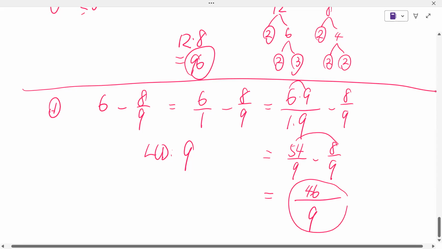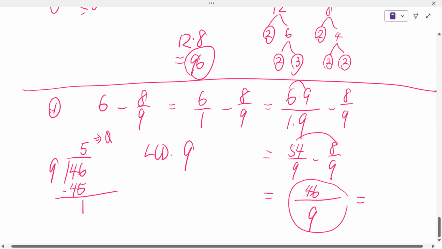And this is the improper fraction. Sometimes you want a mixed number. The way you get a mixed number is using a long division of 46 by 9. And we know 9 goes into 46 5 times. That's 5 times 9 is 45, remainder 1, right? So the answer will be written as quotient.